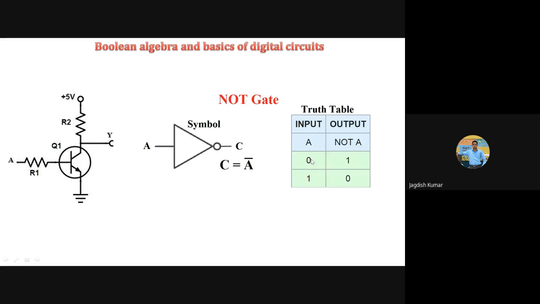Truth table tells us the relation between inputs and outputs. So how are the combinations of input related to the output values? That's what we call the truth table. So in digital circuits, the truth table is a very important aspect. And then Boolean algebra helps in understanding the circuit and how inputs and outputs are related to each other.